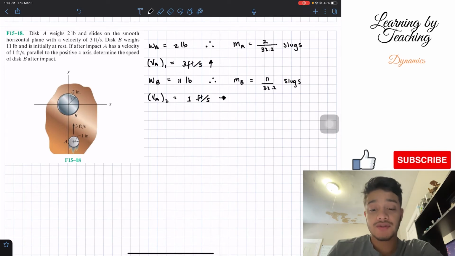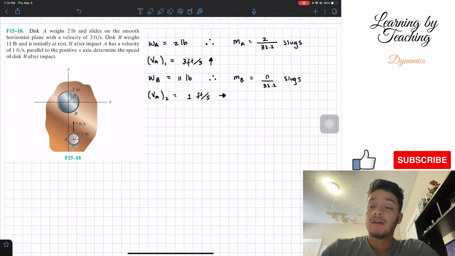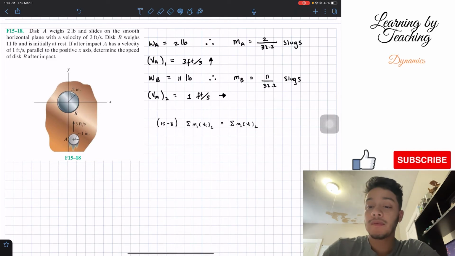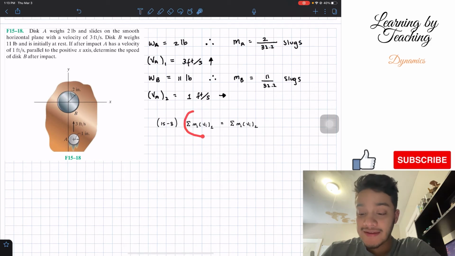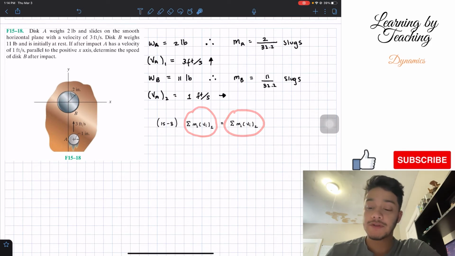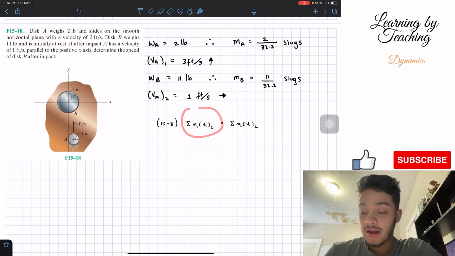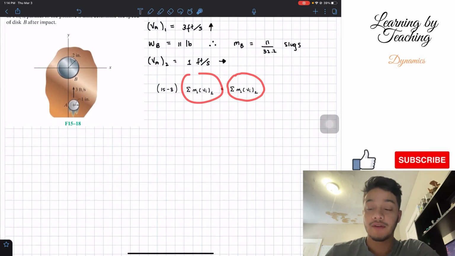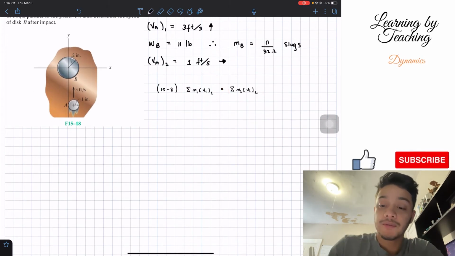Okay, we're asked to determine the speed of this disc. So for this, what we're going to utilize is the conservation of linear momentum, where we need to add all the masses times their velocities, which has to be equal to the masses times their velocities after the impact. So the initial has to be equal to the final, just basically after the collision.